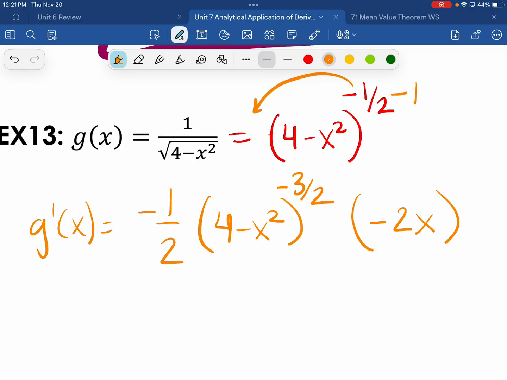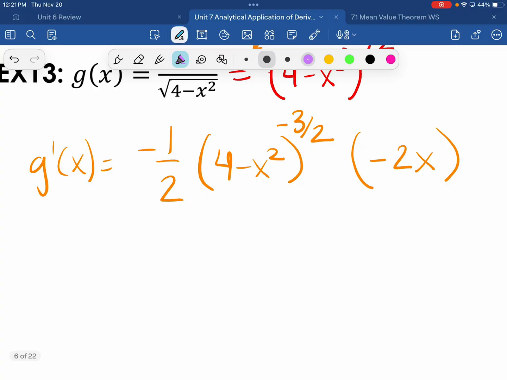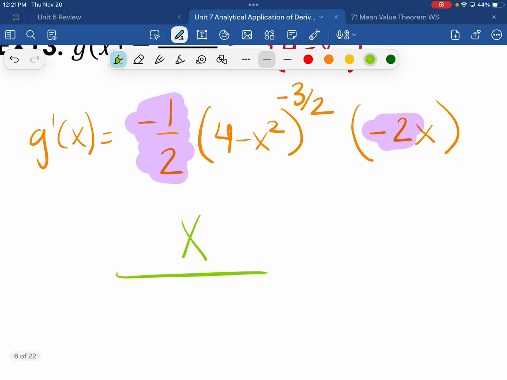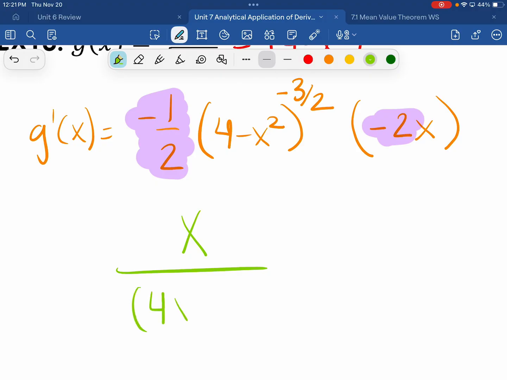It kind of looks gross at this point, so I'm going to clean it up before I start trying to set it equal to 0. So what is negative 1/2 times negative 2? Negative 1 times negative 1 is 1. So I've got x, right, because the negative 1/2 and the negative 2 turn to 1. The x is still there. That's going to be on top. And then this guy here is going to go on the bottom. Why is it going on the bottom? It's negative. Yes. All right, 4 minus x squared, raised to the 3/2.